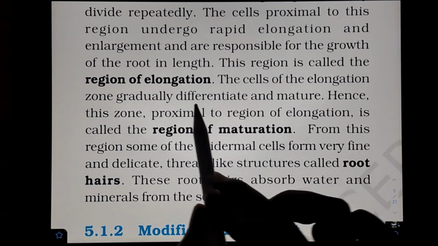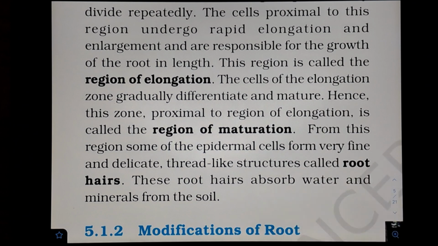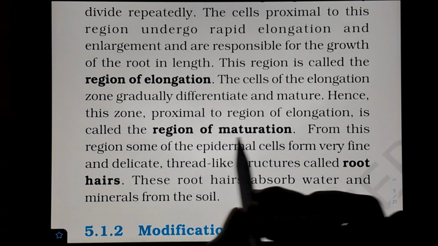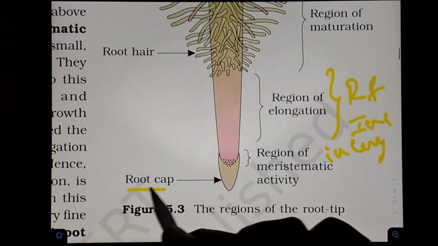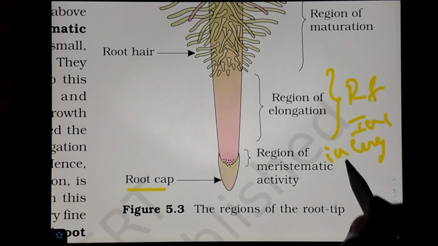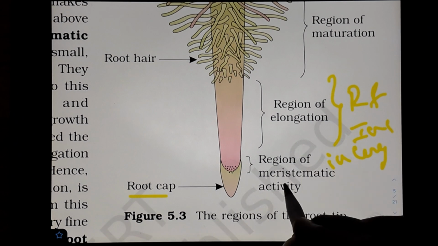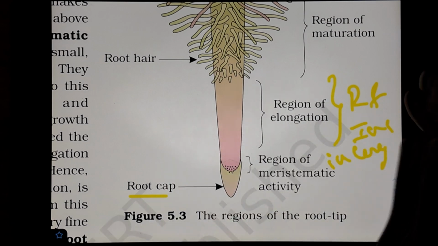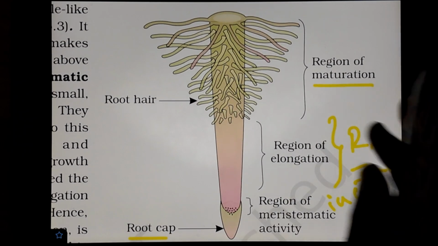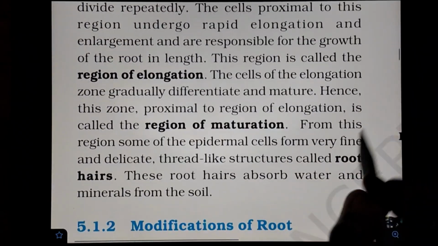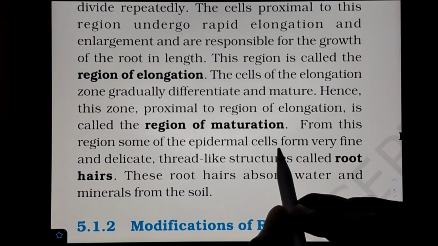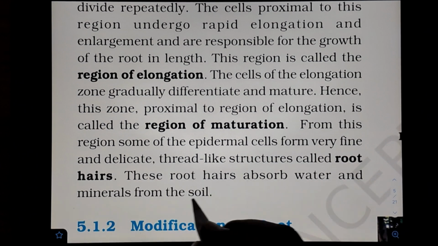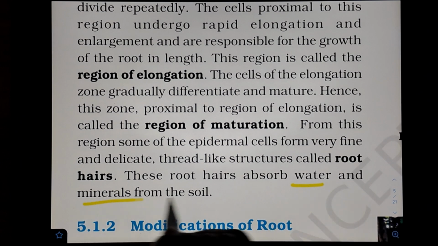The cells of the elongation zone gradually differentiate and mature. Hence, the zone proximal to the region of elongation is called the region of maturation. So from the root cap, a little above is the region of meristematic activity, above that is the region of elongation, and above the region of elongation is the region of maturation. From this region, some epidermal cells form very fine and delicate thread-like structures called root hairs. The root hairs absorb water and minerals from the soil.